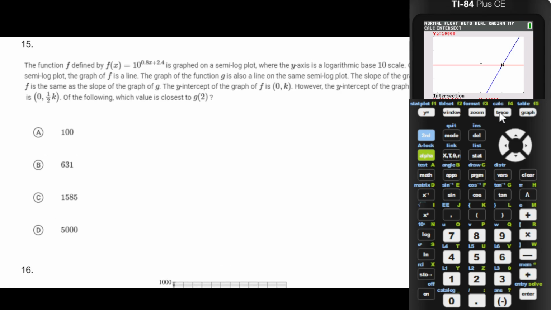Next one's talking about an exponential function graphed on a semi-log plot. Y-axis is a logarithmic base 10 scale, like we just saw. All right, the graph of f is a line on the semi-log plot. The graph of function g is also a line on the same semi-log plot. Slope of the graph of f is the same as the slope of the graph of g.